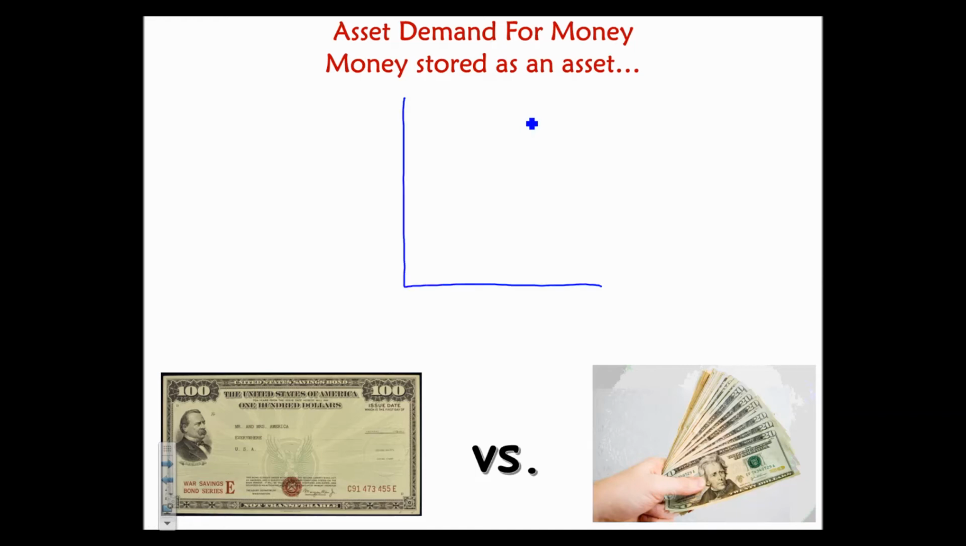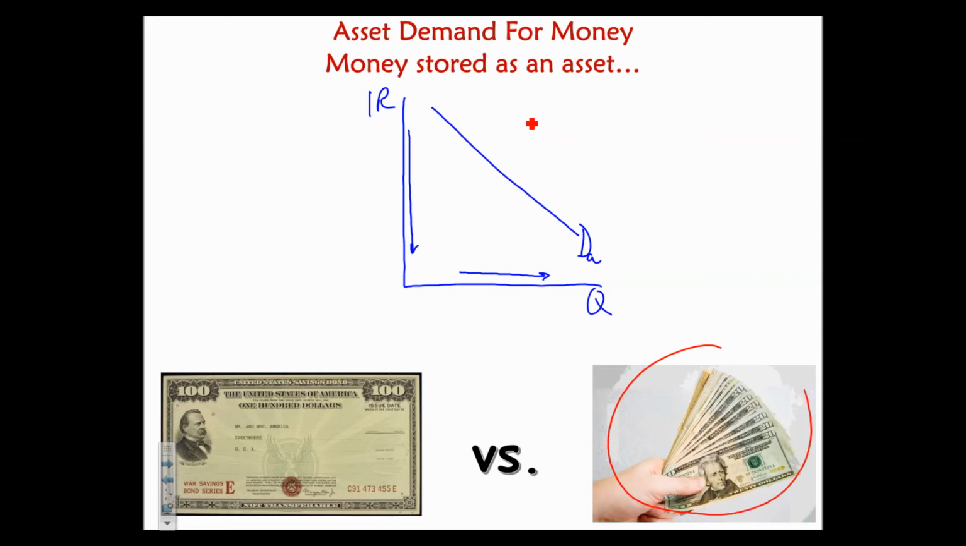The asset demand for money is actually a downward sloping curve. It is related to the interest rate. As interest rates go down, we actually will increase the quantity that we demand to hold on to as an asset. So here's the difference. This right here, this is money being held as an asset. You have nothing better to do with the money than to just hold it for now. Something better may come along, you may go ahead and use it later.